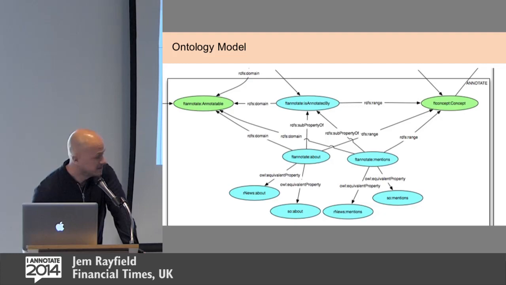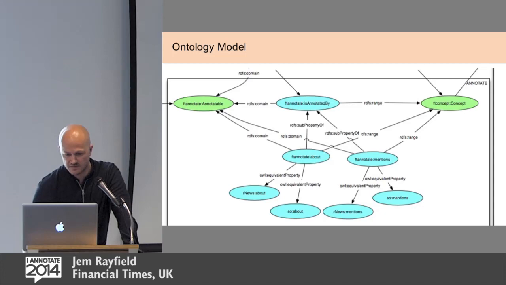Our own annotation model uses similar concepts to the Open Annotation model. We have classifications of content that are annotatable types, and we have concepts which are linked via annotation predicates, so things like about, mentions, locate, etc. And we make those equivalent to open schemas like rNews and schema.org, so that we can then publish our content and make those link up with standard schemas.